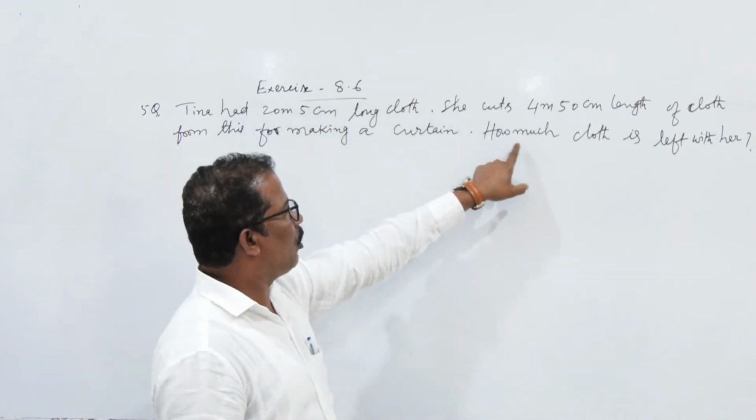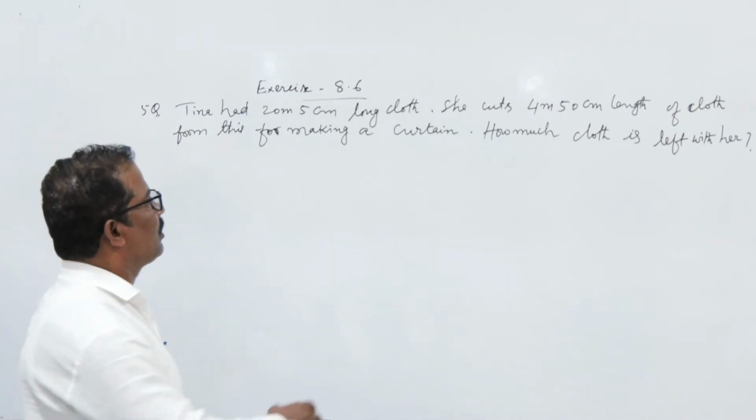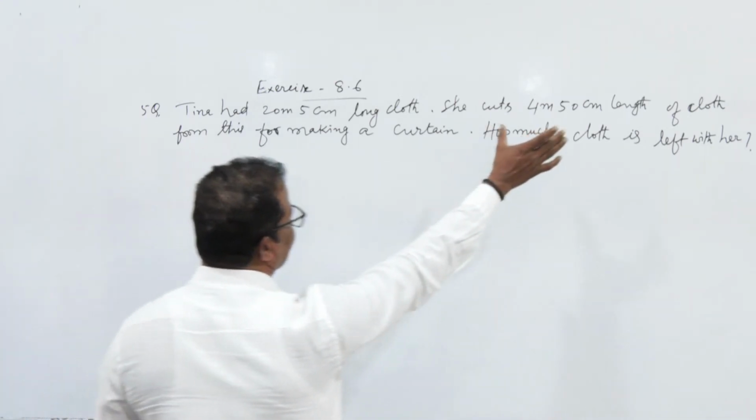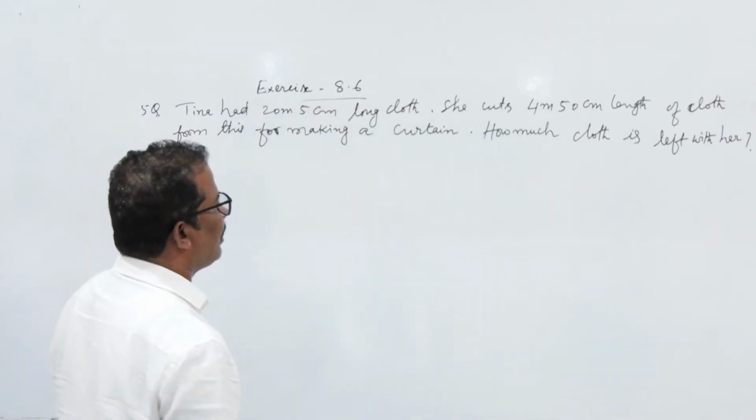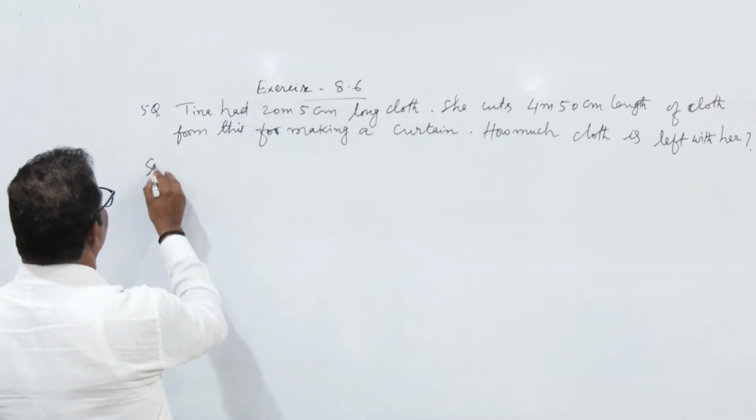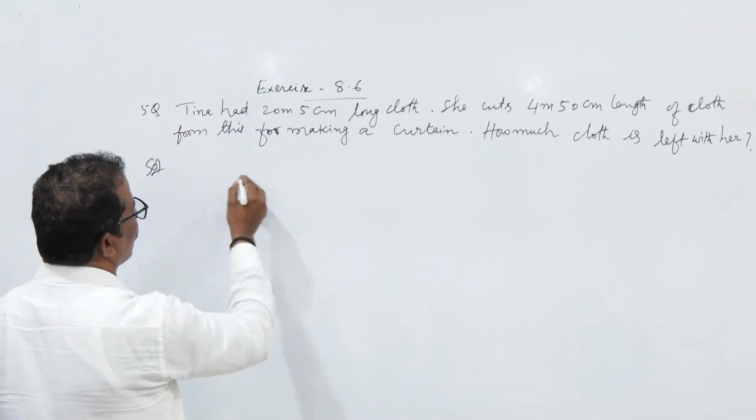The question is, how much cloth is left with her? For that, we have to subtract the length which she cut from the length which she had earlier. So in this way we have to do the solution of this question. First we have to write the length of the cloth she had.